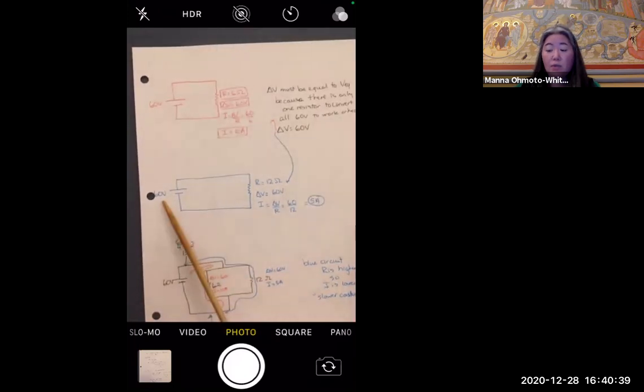And then in my blue circuit, I treat that like it's just one circuit by itself. 60 volt power source, and I've got my resistor of 12 ohms. I know that my delta V has to be 60 volts, and so my I has to be 60 over 12, or 5 amps.